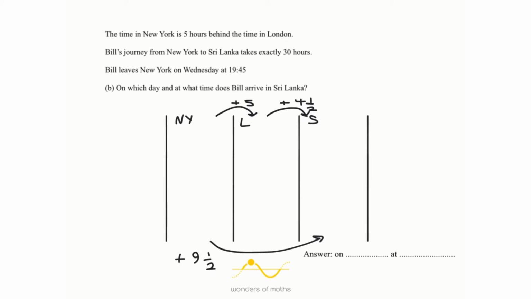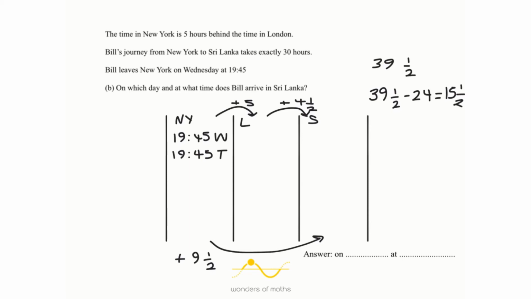Taking our flight time into consideration, that's 39.5 hours to be added on to the time in New York overall. So we leave on 7:45 p.m. on a Wednesday. Let's add a day onto our time. That's 24 hours, which takes us up to 7:45 p.m. on a Thursday. 39.5 minus 24 is equal to 15.5. So we have 15.5 hours left.